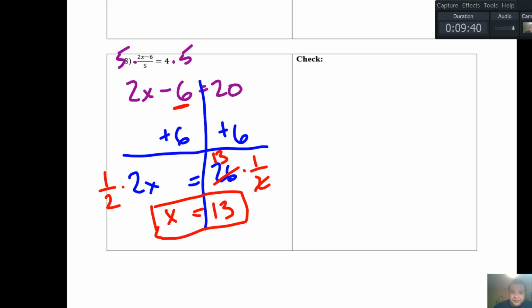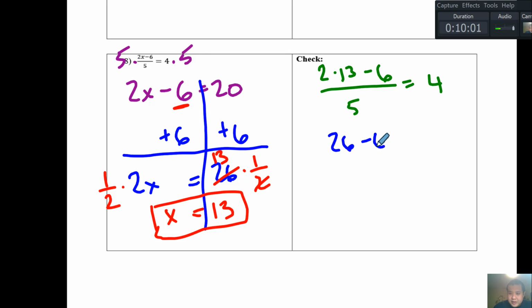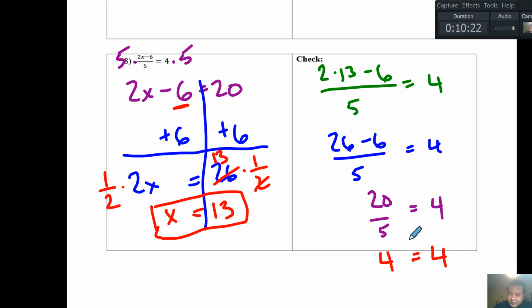And to check it, again not showing up, so let's just do this by hand. So we got 2 times 13 minus 6 all over 5 should hopefully get us 4. And 2 times 13 is 26, minus 6 over 5 should get us 4. 26 minus 6 is 20. So we got 20 over 5 should be 4. And 20 divided by 5 is in fact 4. So therefore, we did it correctly.